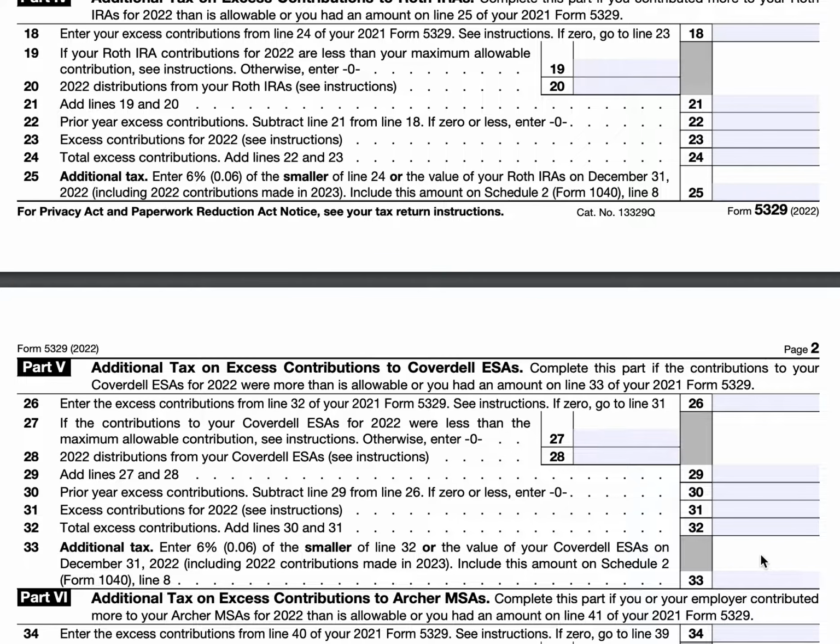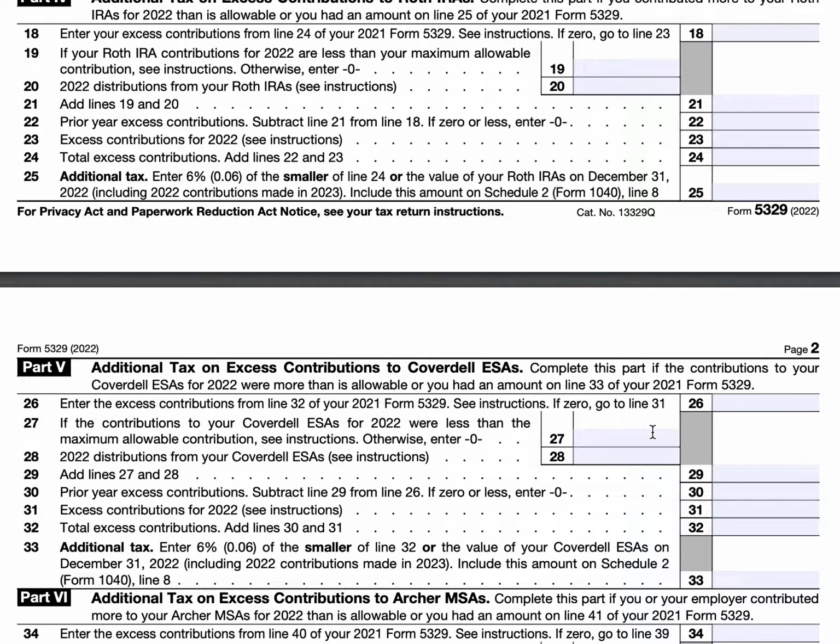For Part 5, we will calculate the additional tax on excess contributions for Coverdell ESAs. For line 26, enter the excess contributions from line 32 of last year's Form 5329. If this is 0, go directly to line 31.